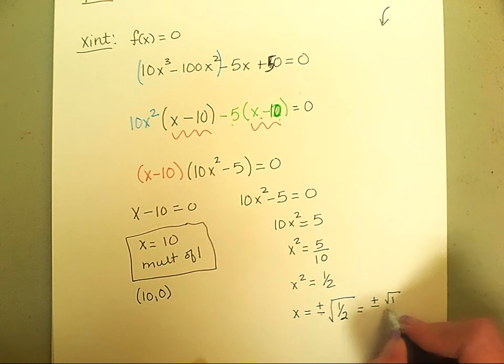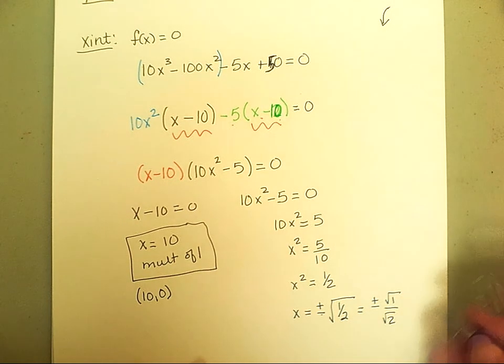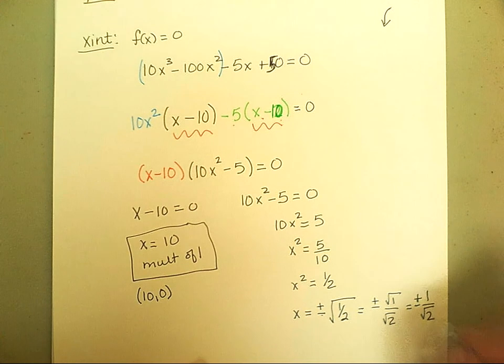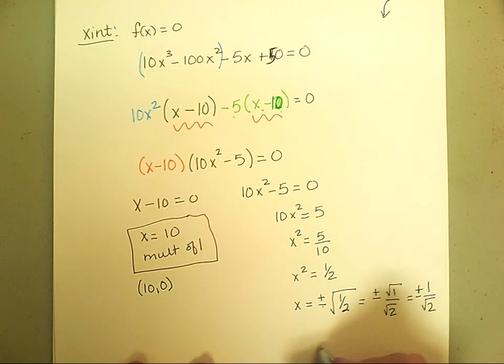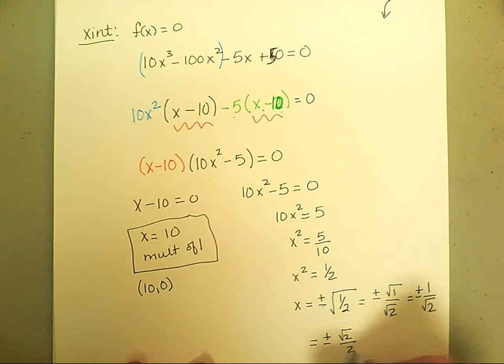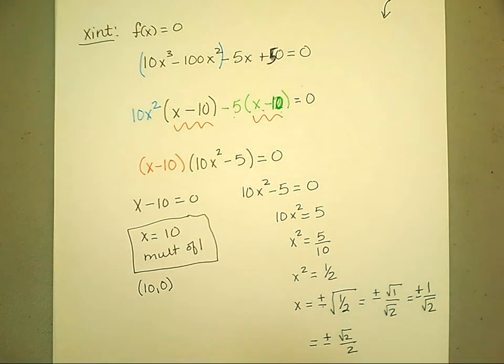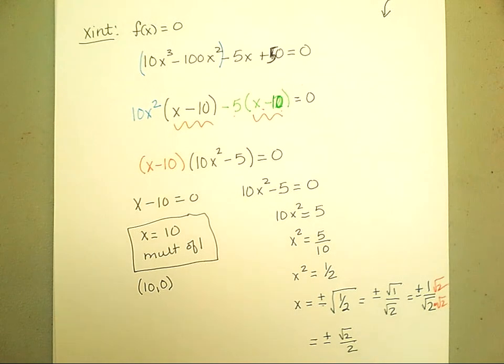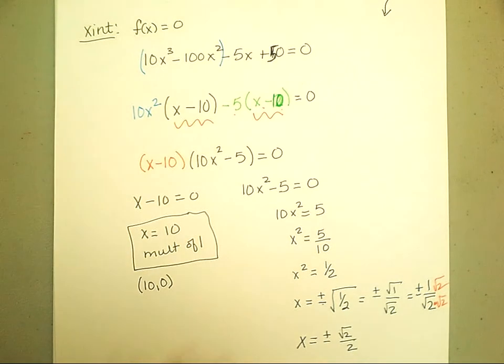Let's remember that we could write that as the square root of 1 over the square root of 2, which is equal to plus or minus 1 over root 2. And we could rationalize this, so x would be equal to plus or minus the square root of 2 over 2. Remember, when we're rationalizing, we multiply to get rid of the square root in the denominator.